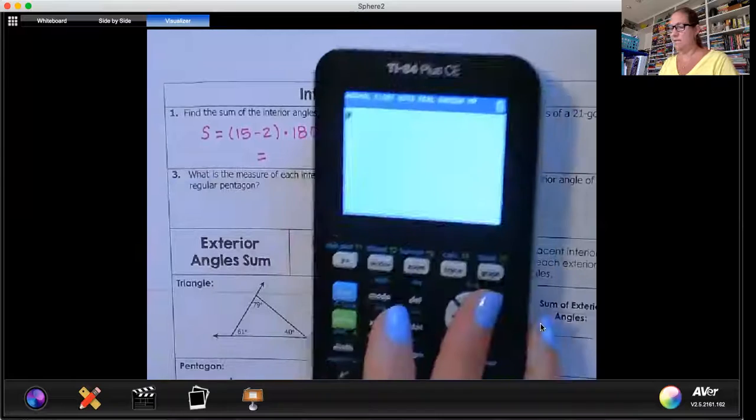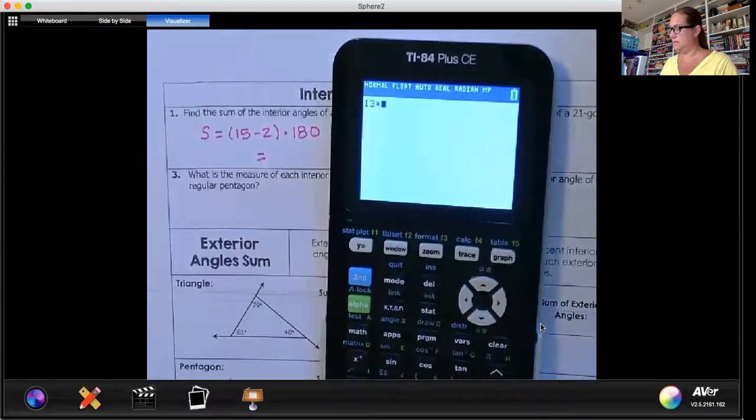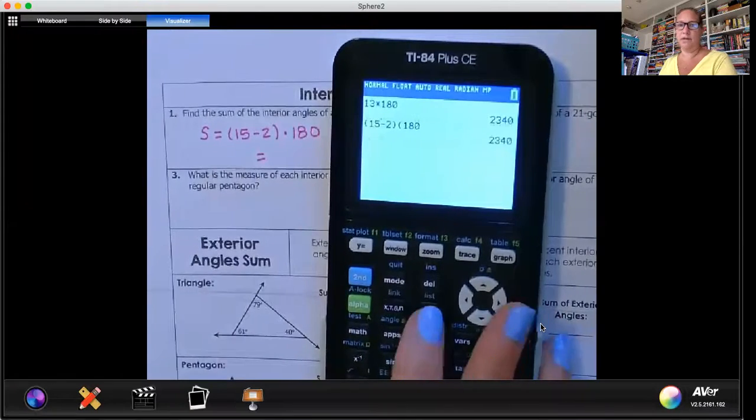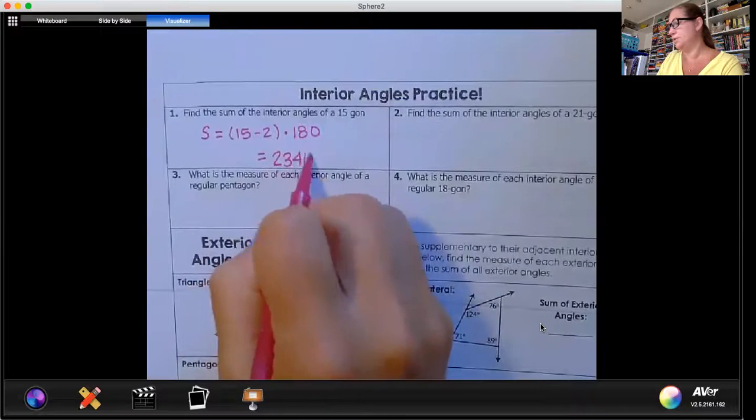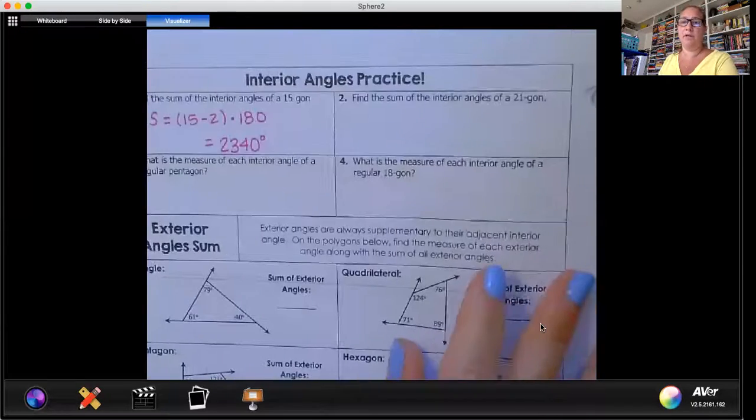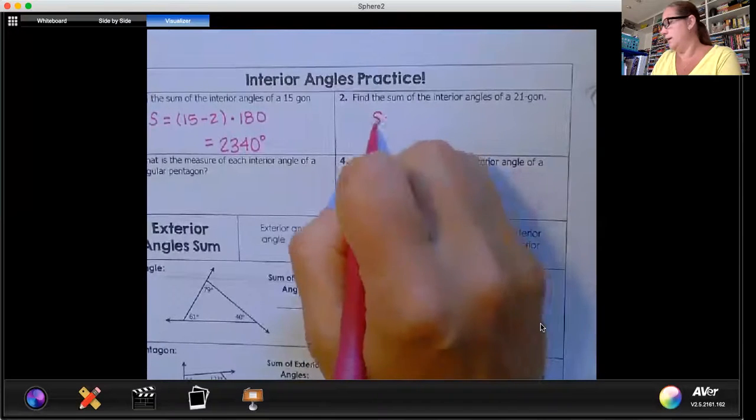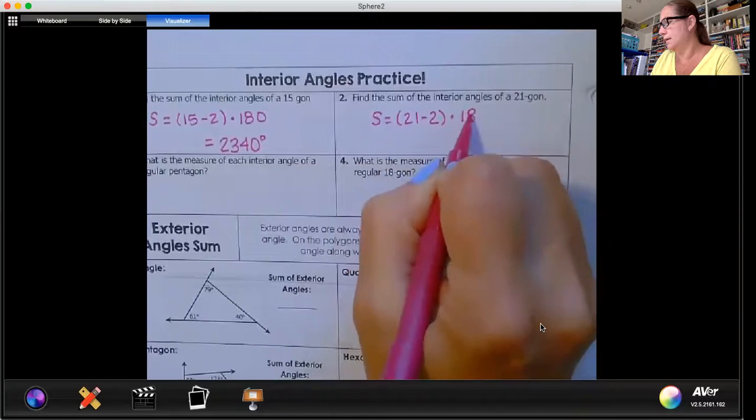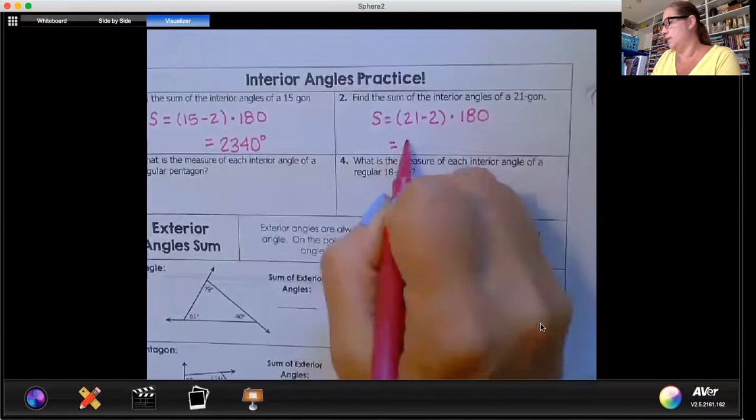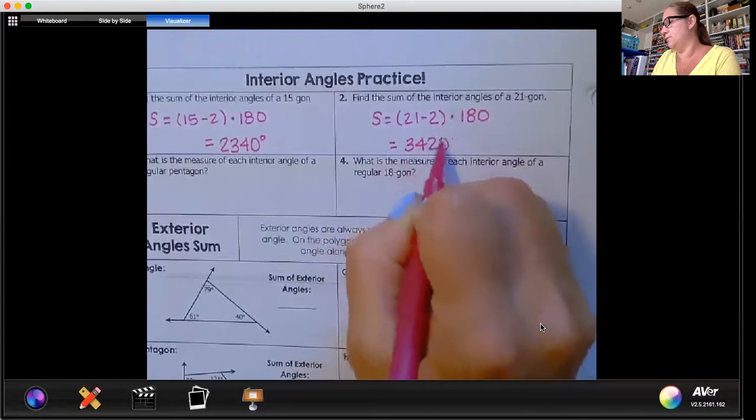These are going to be in degrees, so you need to make sure you have a degree measure. Now, if you want to say 15 minus 2 is 13 times 180, fine. If you actually want to type it out, fine. It doesn't matter. 2,340 degrees. Just don't forget that degree symbol. For a 21gon, S equals 21 minus 2 times 180. You should get 3,420 degrees.